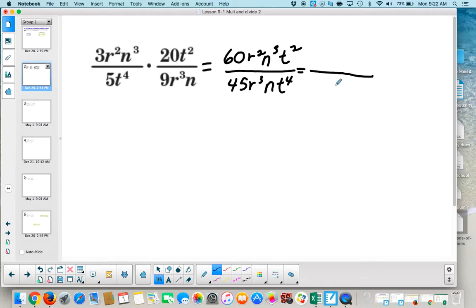So we have 60 over 45, and that simplifies, let's see, to 4/3, I believe. And then we have r squared over r cubed, so that gives us r in the denominator. We have n cubed over n, that gives us n squared in the numerator. And then t squared over t to the fourth would give us t squared in the denominator. And since we just have one of each variable, our fraction is simplified. That's our final answer.